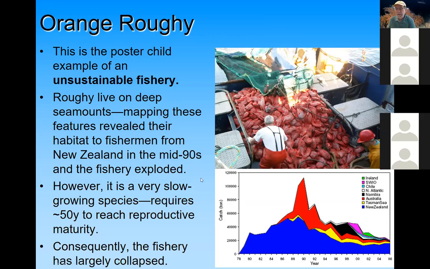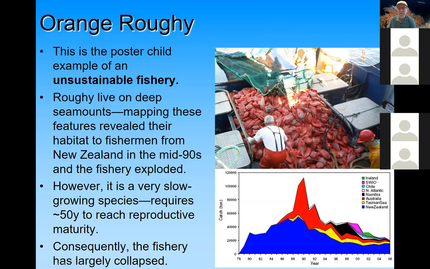But what happened back in the late 70s and early 80s is that, using acoustic mapping techniques, and we've talked about different kinds of acoustic mapping techniques, SWOT mapping and VDRs and so forth, the governments of Australia and New Zealand mapped out where all of the seamounts were. And this mapping project revealed where this roughy habitat would occur.